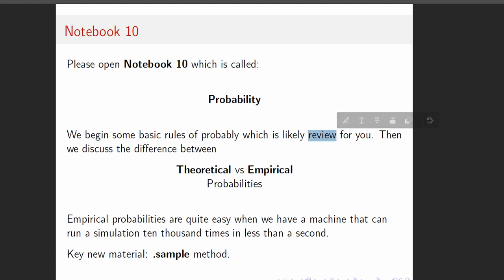Okay, but we're going to go over what we need, and then we're going to discuss the difference between theoretical and empirical probabilities. Theoretical probabilities are when we calculate things by hand, like mathematicians calculate probabilities with pencil and paper. Empirical probabilities are when we use a simulation on a machine. This is the perfect class to do empirical probabilities because we can do simulations in Python, and you'll see that we're going to use a new table method called dot sample.